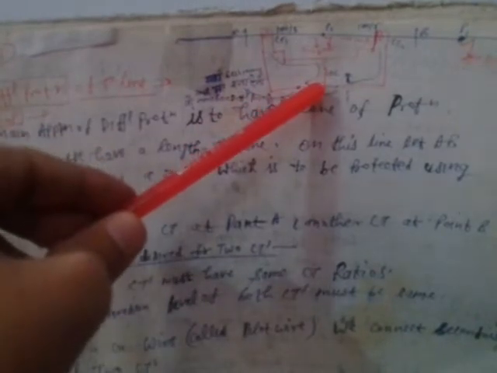Both the CTs will see the same fault current because it is an external fault, that is also known as through fault, right? So the difference of current in the relay operating coil is 50 ampere minus 50 ampere, which is 0 ampere. So the relay operating force is 0, and the relay will not operate for this through fault or external fault.